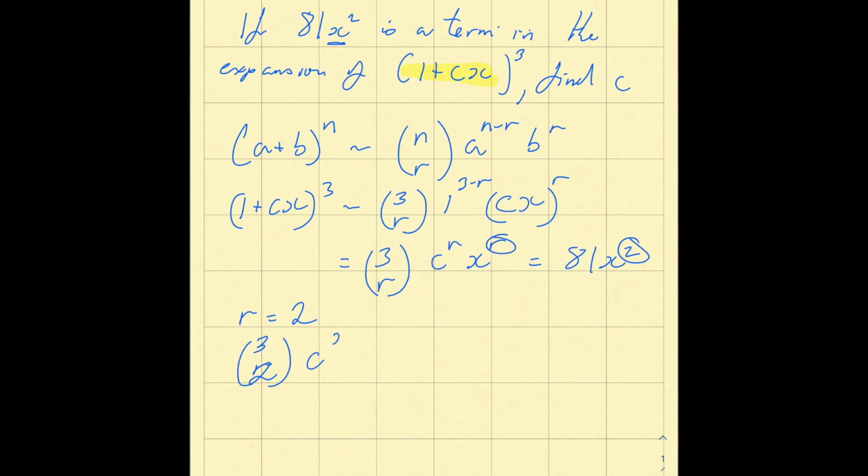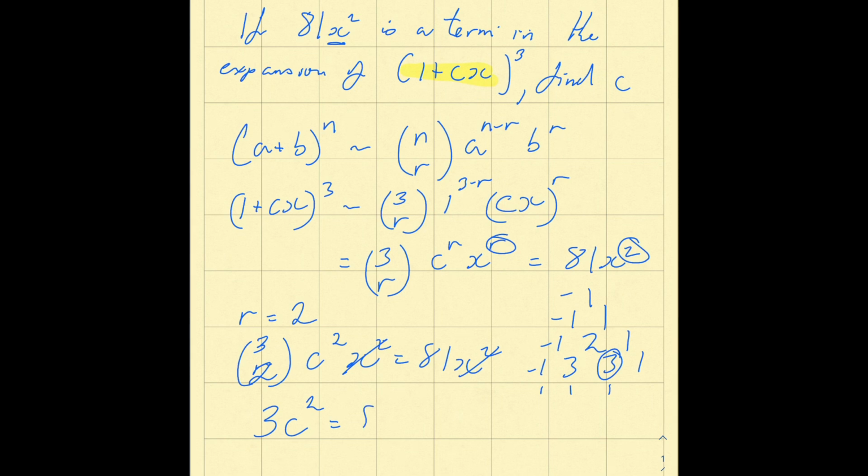So let's write that out again one more time. 3 choose 2, c squared x squared equals 81x squared. And cancel these x squareds, we don't need them anymore. We get 3 choose 2, c squared equals 81. Let's just work out what 3 choose 2 is. If you can't do that in your head, use Pascal's triangle. So rows 0, 1, 2, 3, then we go across to column 0, 1, 2, and we get 3 choose 2 is 3. So we get 3 times c squared equals 81.